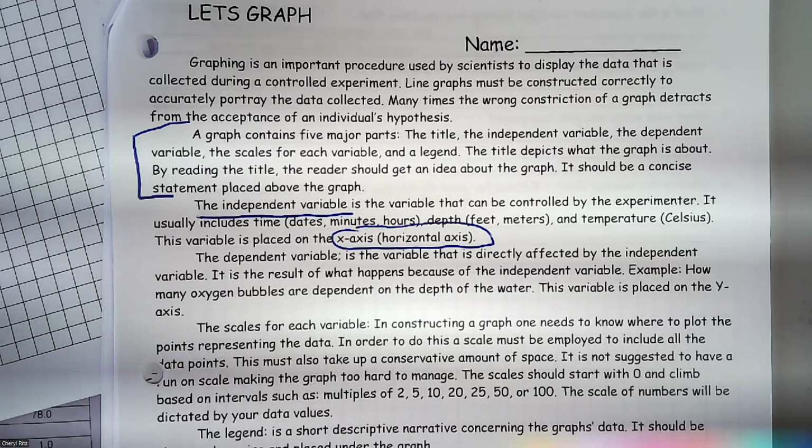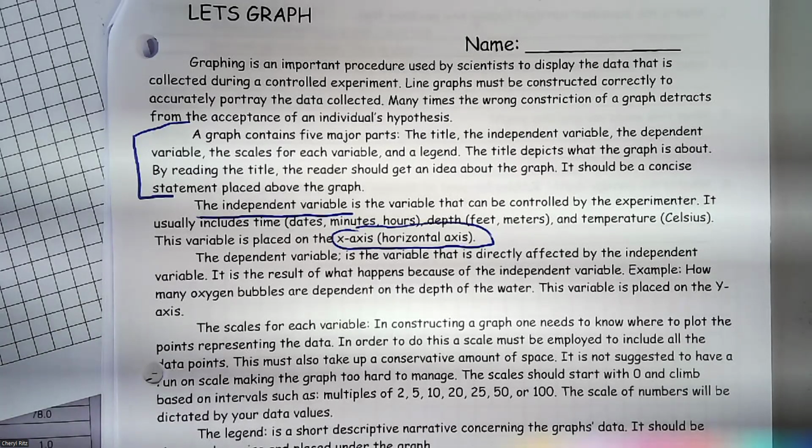All right, moving on, the dependent variable is the one that's directly affected by the independent variable. It is the result of what happens because of the independent variable. Example, how many oxygen bubbles there are is dependent on the depth of the water. This variable is always placed on the Y-axis.